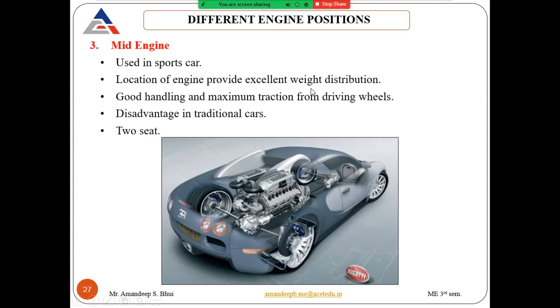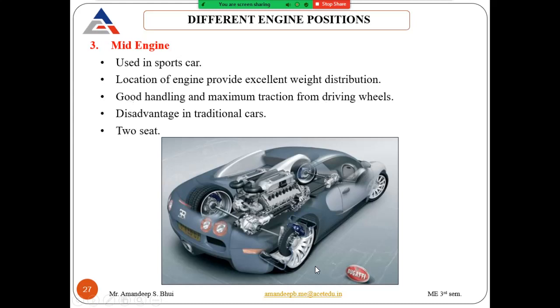The location of the engine provides excellent weight distribution. In both the other cases, where the engine is placed at the front, maximum weight goes to the front of the car. If the engine is placed at the rear, more weight will be at the rear of the car. But if the engine is placed in the middle, weight distribution becomes very good. This means car handling at high speeds is very good. So, good handling and maximum traction.